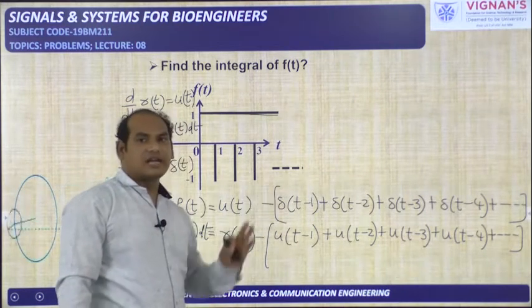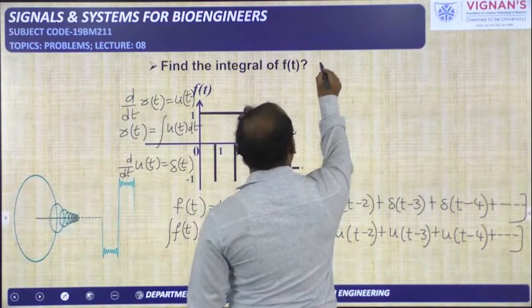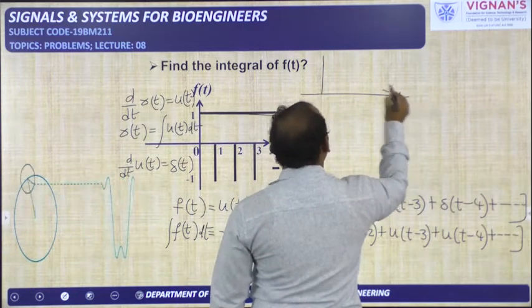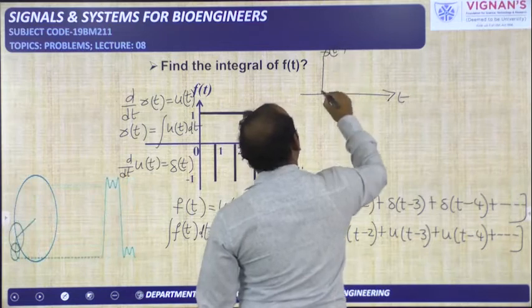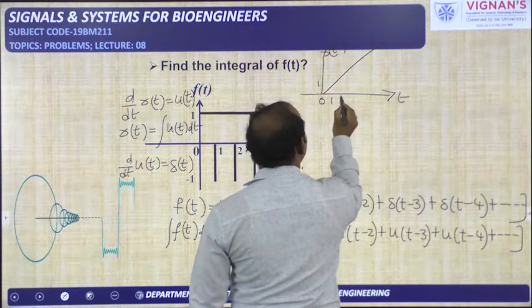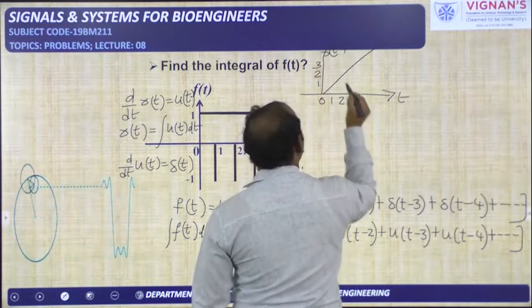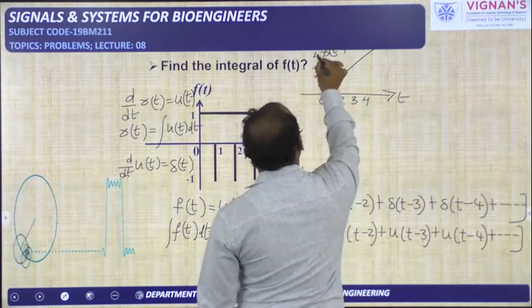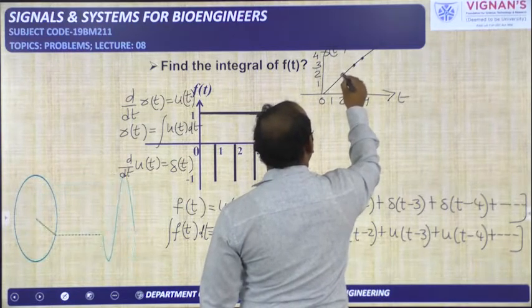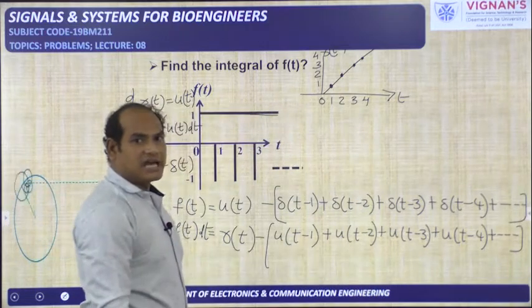Now we are going to draw the graphical representation. So how will r of t be there? R of t is like this. At t is equal to 0, amplitude is 0. At t is equal to 1, amplitude is 1. At t is equal to 2, amplitude is 2. At t is equal to 3, amplitude is 3. At t is equal to 4, amplitude is 4. Like this we can draw the r of t.